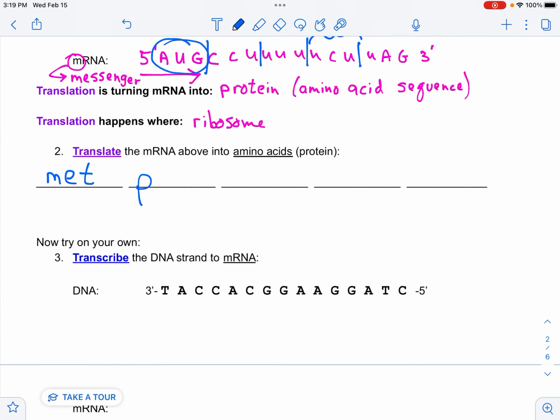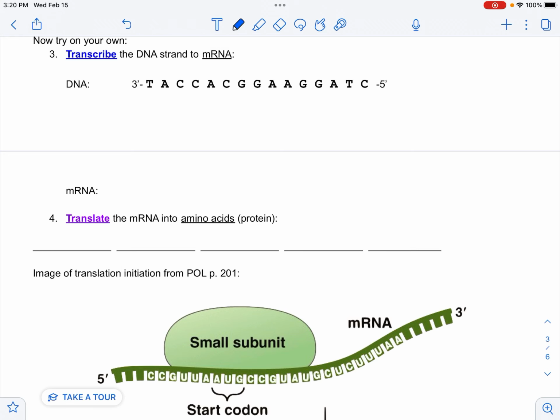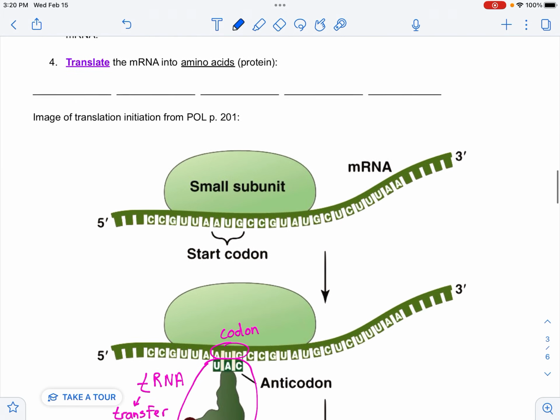Okay, that is how to do transcription and translation. So now you should be able to do most of this worksheet, to be honest with you. The one last thing I want to talk about before I stop this video is we need to understand what tRNA is and how it works, because there are a few questions that use tRNA, okay?